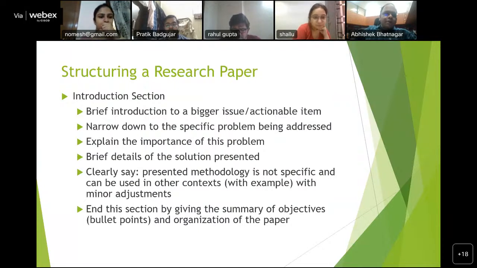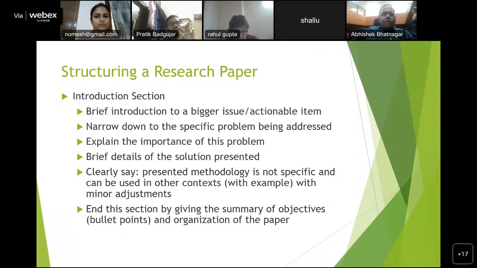Yeah, so structuring a research paper. First of all, we start with the introduction section. What I would suggest is that you give a brief introduction to a bigger issue or some actionable items. For example, there is a very big problem, so you can't tackle the whole problem in one research paper, right? So you have to give an introduction to that bigger problem, and then a smaller thing which we are targeting in this particular paper. Be generic at first, give an introduction to a bigger issue, and then the specific problem that you are targeting. You are narrowing down the problem that you want to address in this particular paper, right? And then you have to explain its importance. Why is this important, from the methodological point of view or from some application point of view, and how would it impact people, right? Because your aim is to design systems that help have good public policies.